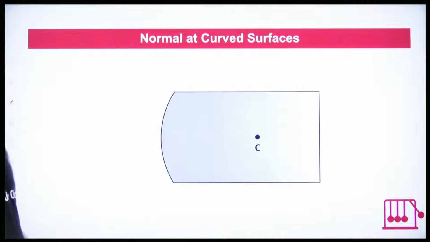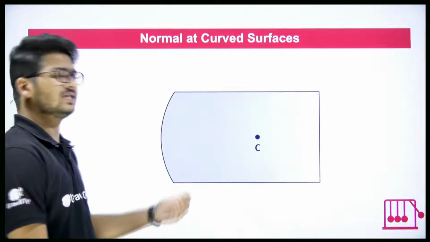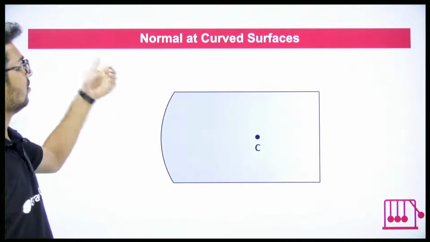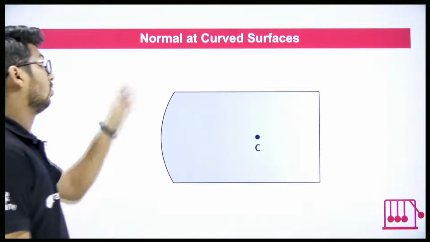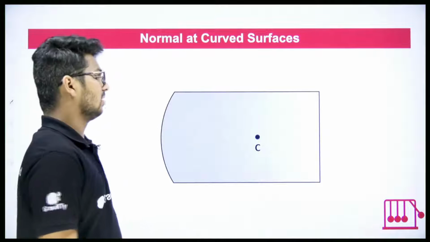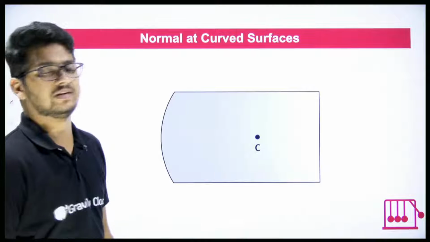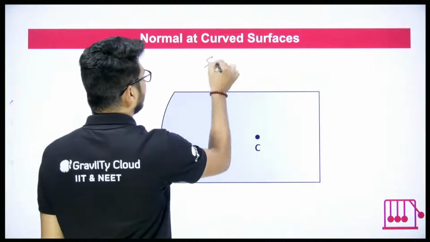Is that clear? Okay. Let's go into each case one by one. So first of all, let's look at the normal at a curved surface. So again, we'll say normal at what? Spherical surface. We'll mostly take spherical surfaces.